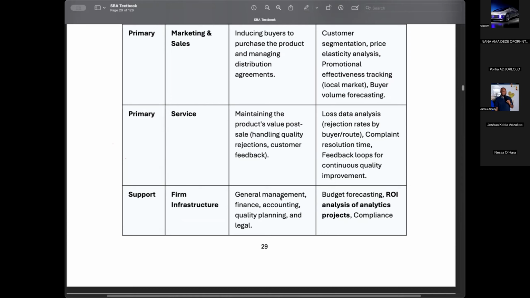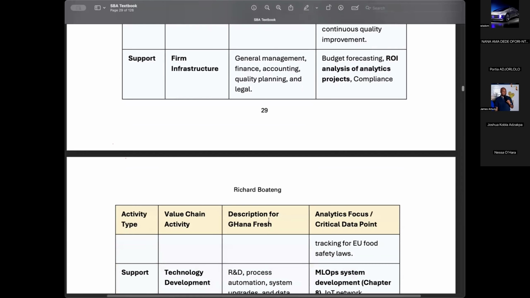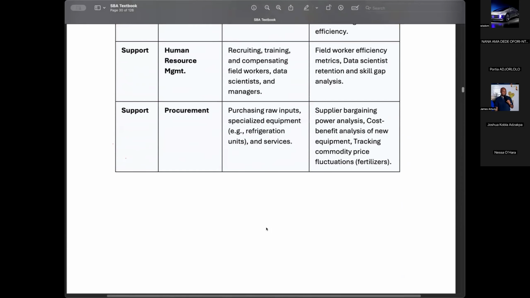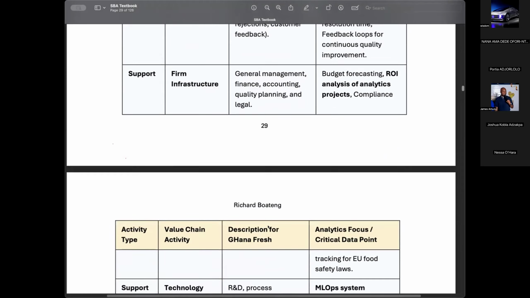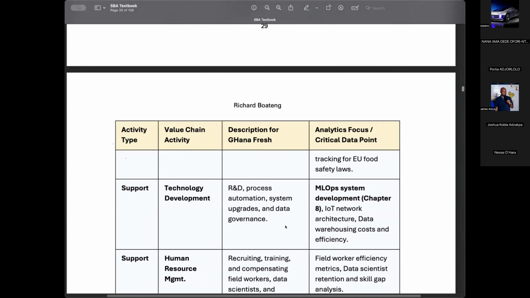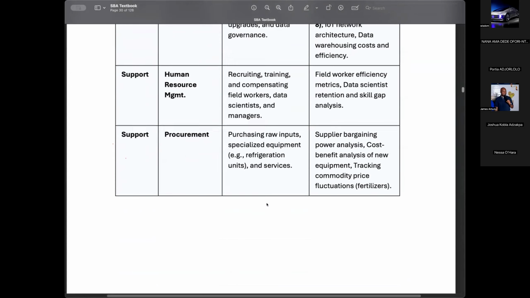Okay, I think you have finished reading. Then you have got firm infrastructure. These other ones are technological development, human resource, and procurement. All of them are critical data points you can pick in your company to monitor. But you have to define what you're going to do, what it means to you as Ghana Fresh, or what it means to you as a company.